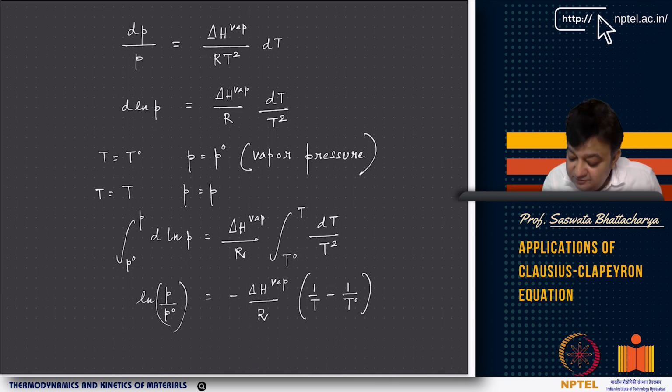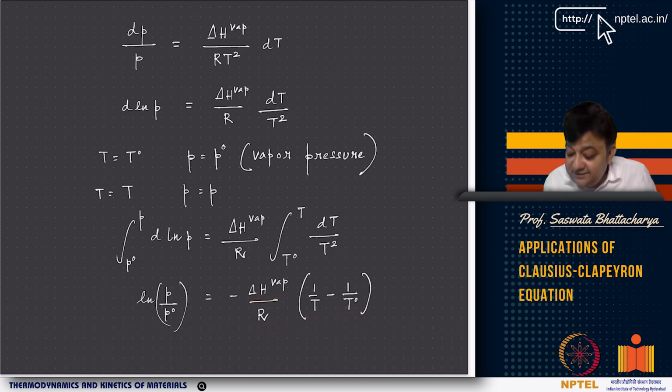If the problem demands it, you can put in all the dependence on temperature, and the more generalized recipe that I have shown earlier will follow. Right now it becomes a very easy integration. So ln P by P naught, where P naught is the reference vapor pressure, is given by minus delta H by R times (1 by T minus 1 by T naught).